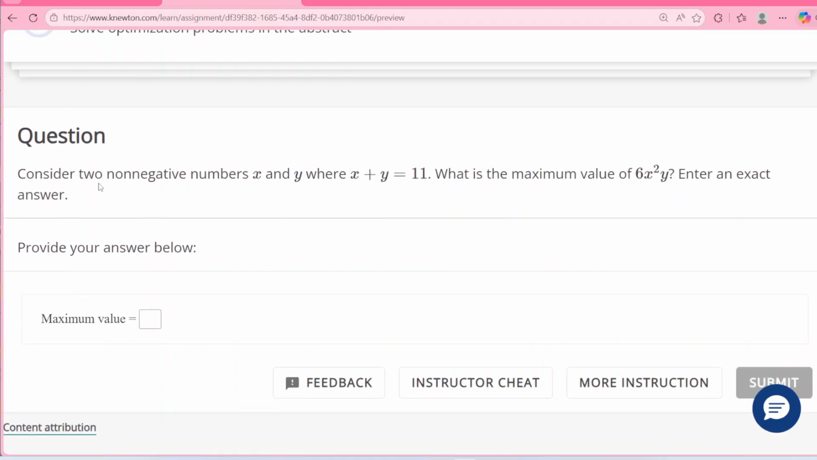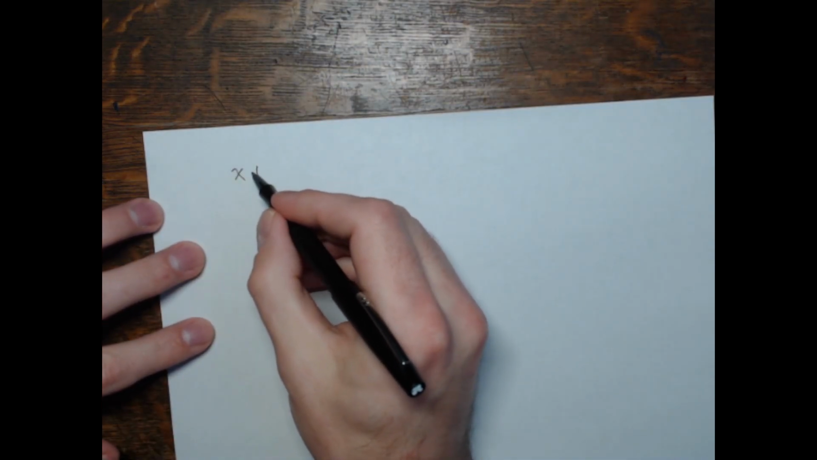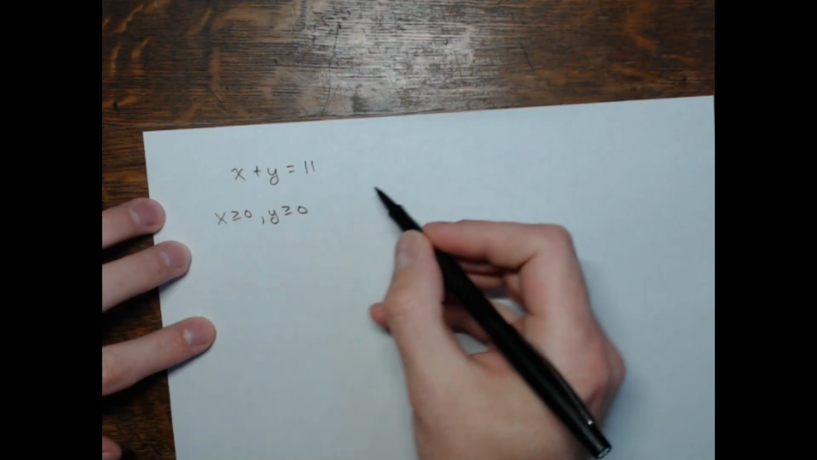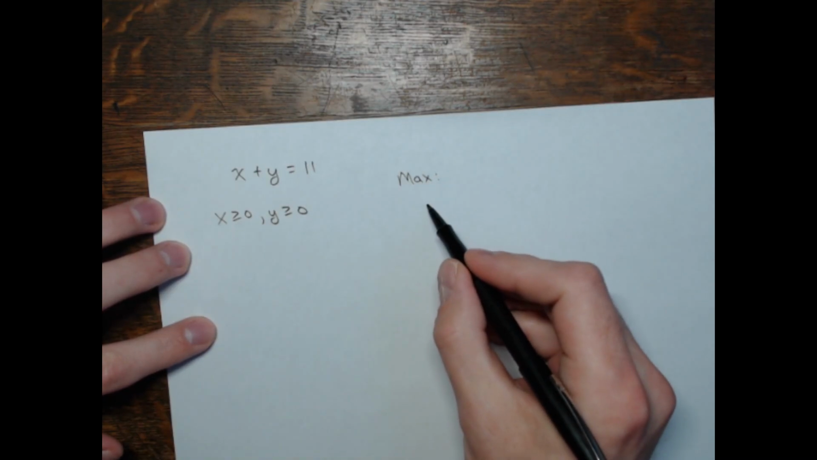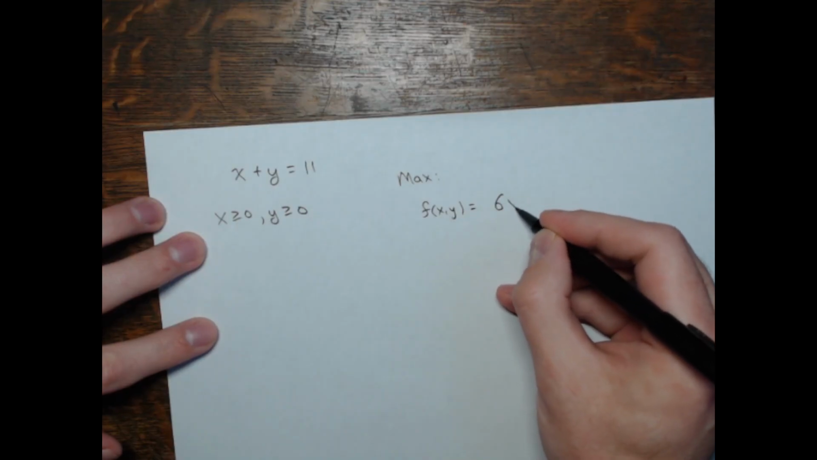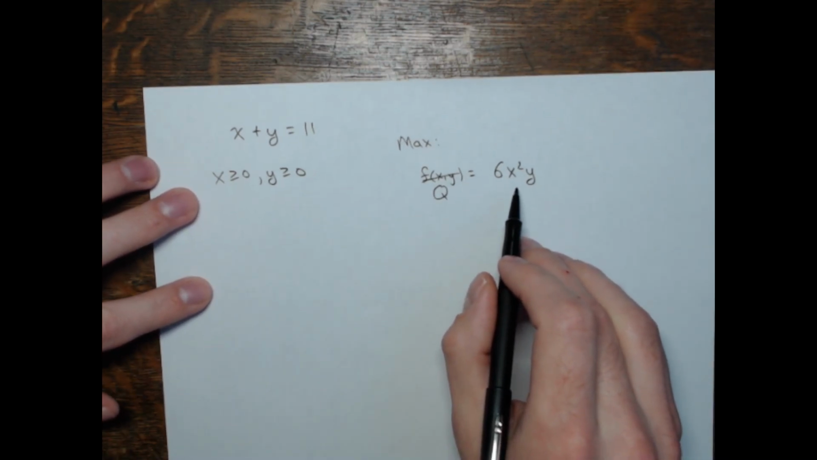All right, so here we're considering two non-negative numbers, so they're greater than or equal to 0, where x plus y is 11. What's the maximum value of 6x squared y? Enter an exact answer. So again, x plus y must be equal to 11. They said they're non-negative, right? And we're trying to maximize f of x, y as a function of x and y, equals 6x squared y. Or you can call this q for quantity, whatever. Maximize this quantity, this value.